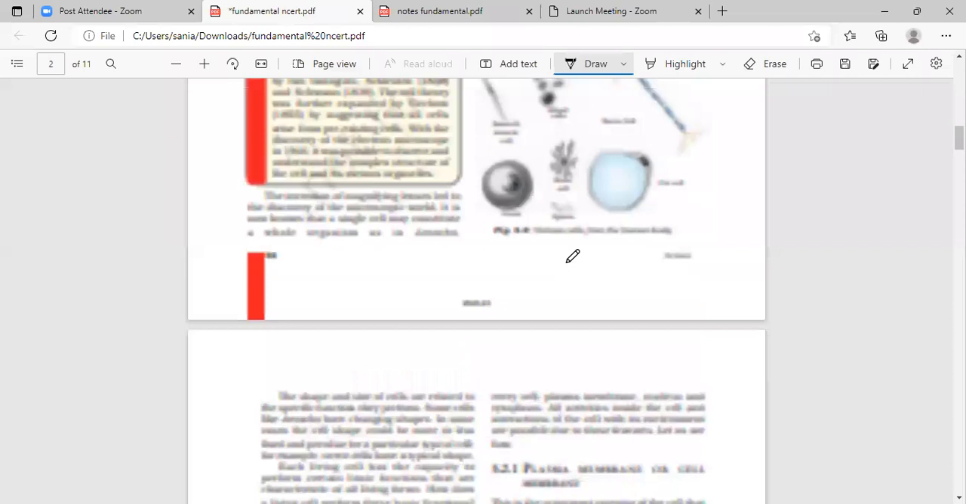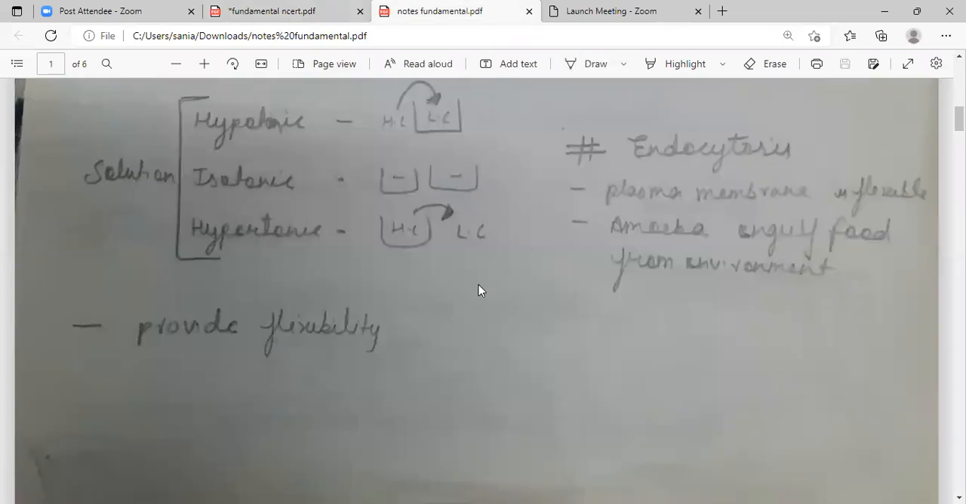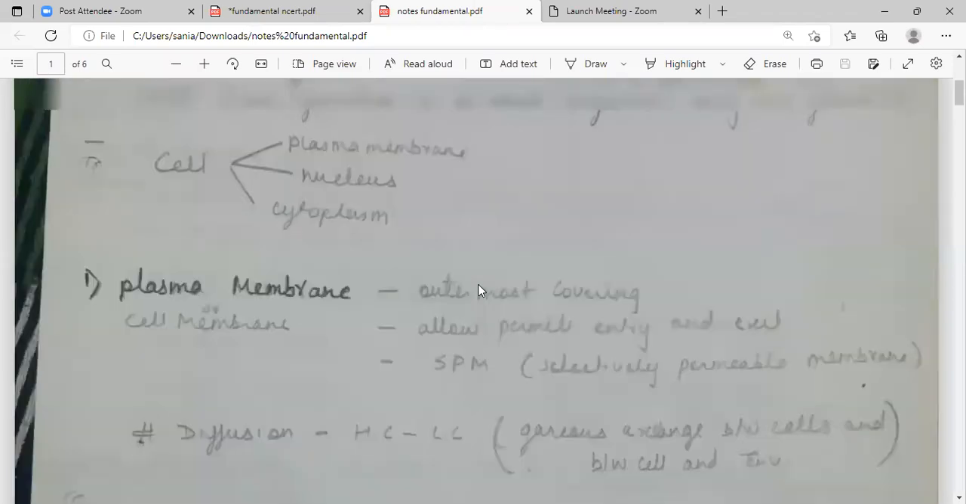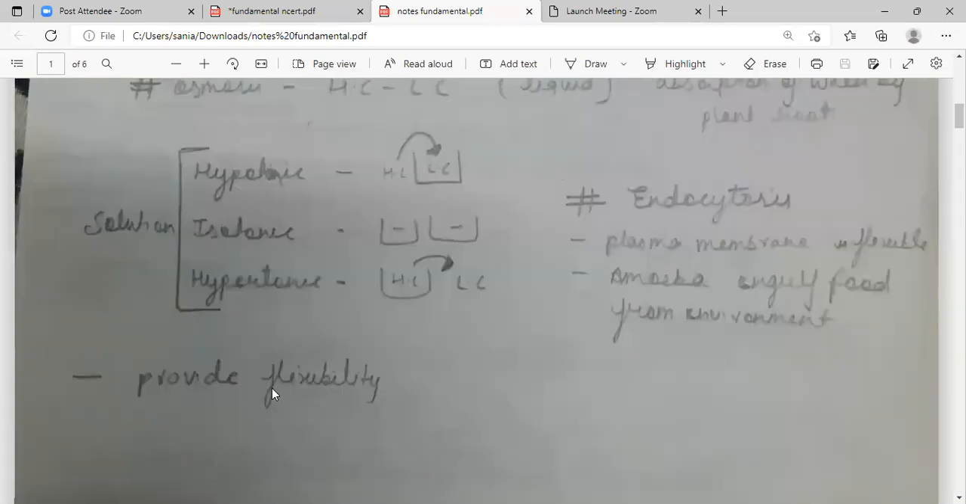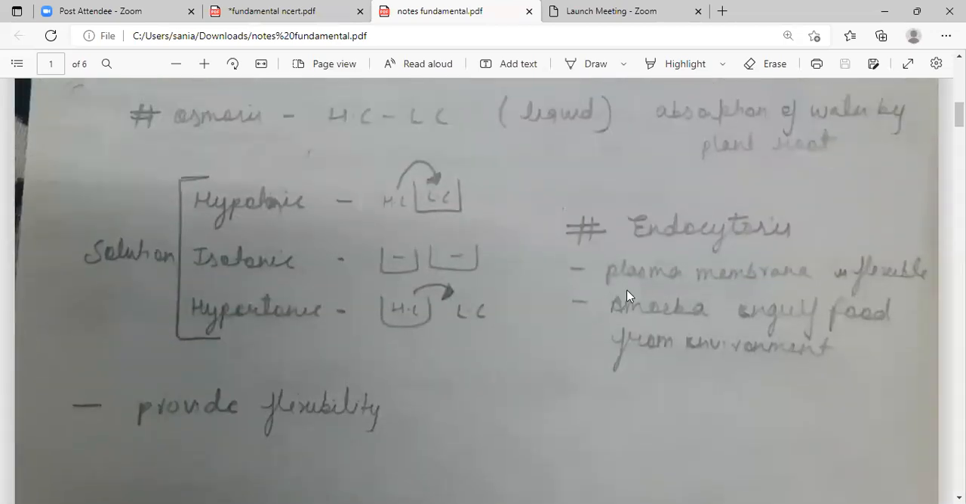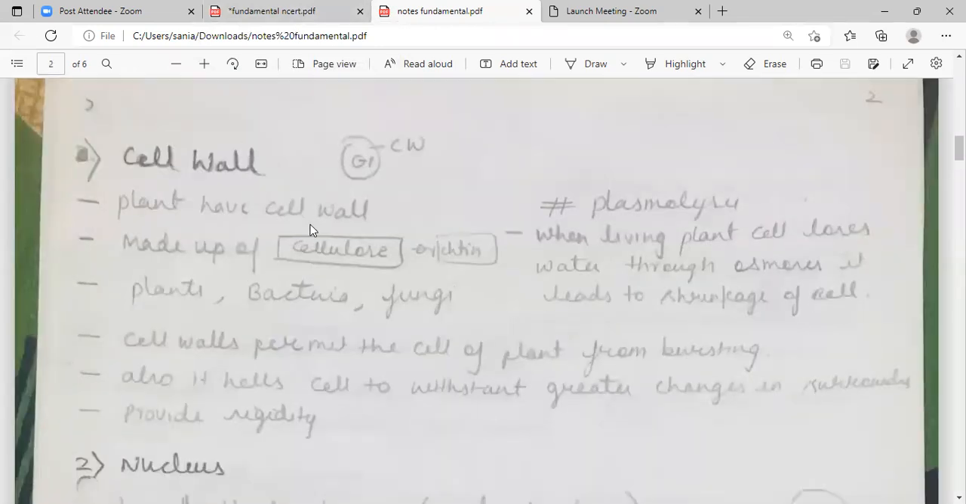Now, what we did from notes, I think we did types of solution. Plus, we did points about plasma membrane, and also we did diffusion and osmosis, right? And we also did endocytosis, right? We did. Okay, so today we have to start with the next one, which is your cell wall.